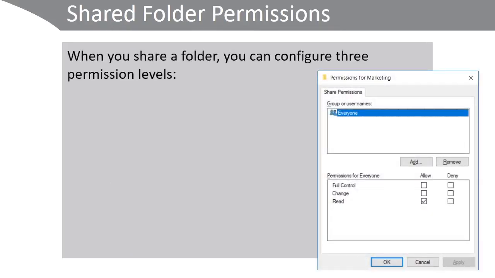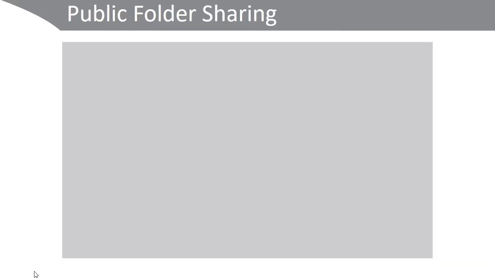When you share a folder, you can configure three permission levels. Firstly, read, then change, and then full. For the exam, it's worth noting that shared folder permissions use the term change to describe the ability to do almost everything to a file, whereas, as we'll see later, when you set file permissions using NTFS, the term is modify.